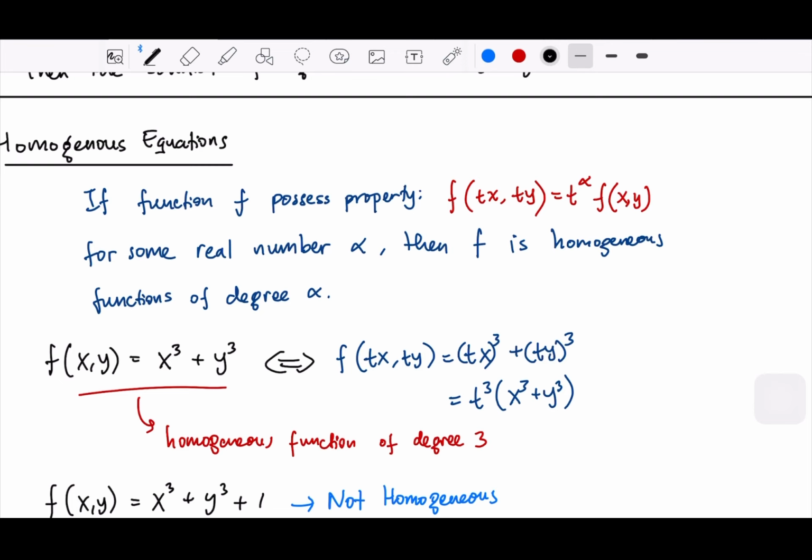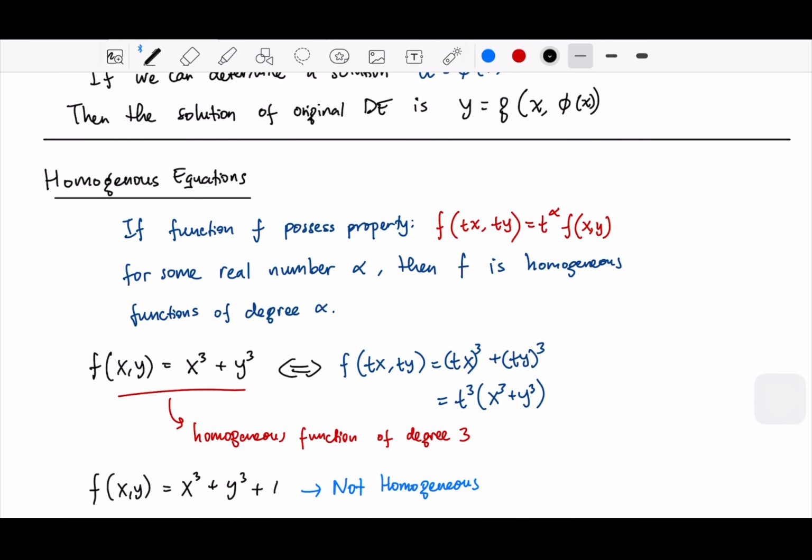You can make sure that you can check the homogeneity. You can find whether it's homogeneous or not. Okay? Then you can follow up with the substitution method.